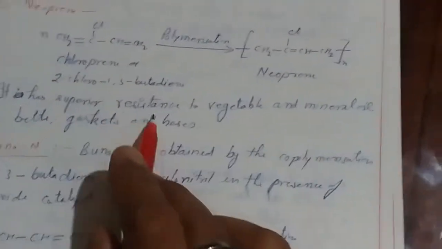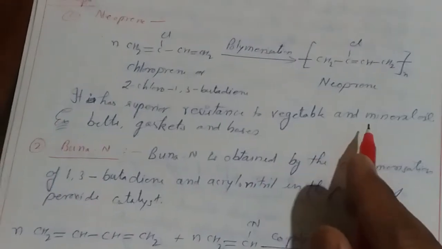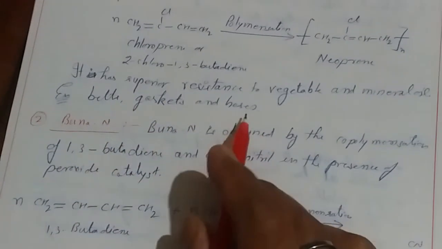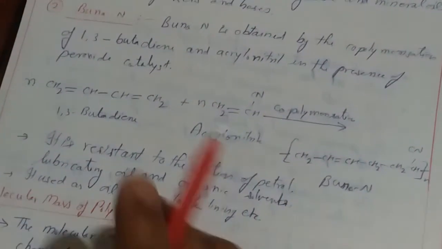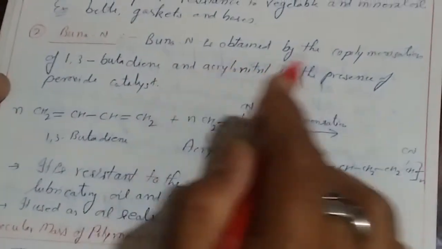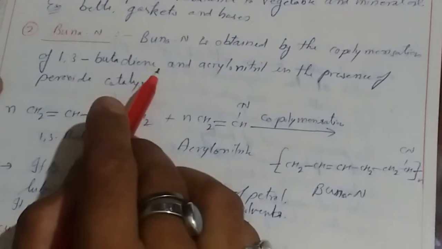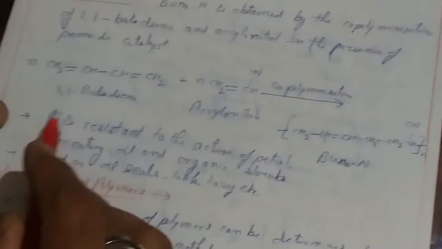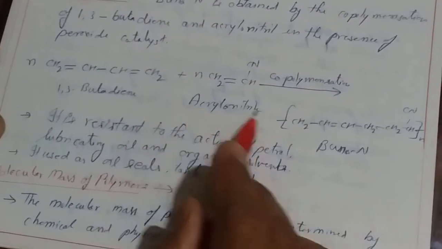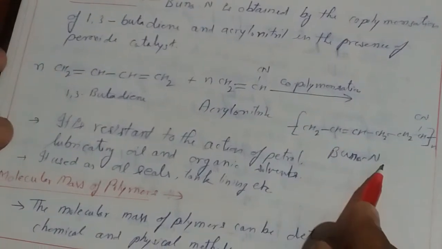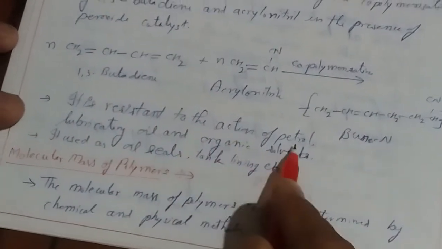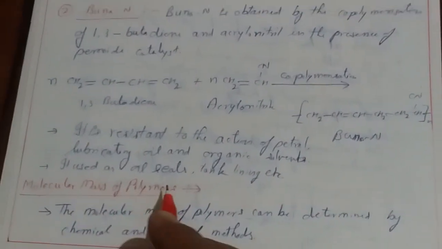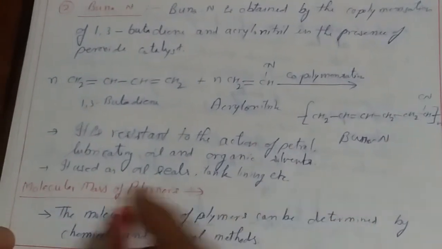It has superior resistance to vegetable and mineral oils, so it is used in different fields for belts, gaskets, hoses, etc. Second is Buna N. Buna N is obtained by the copolymerization of 1,3-butadiene and acrylonitrile in the presence of a peroxide catalyst. 1,3-butadiene reacts with acrylonitrile, copolymerizes and gives Buna N. It is resistant to the action of petrol, lubricating oil and organic solvents. So it is used for sealing purposes, tank lining, etc.